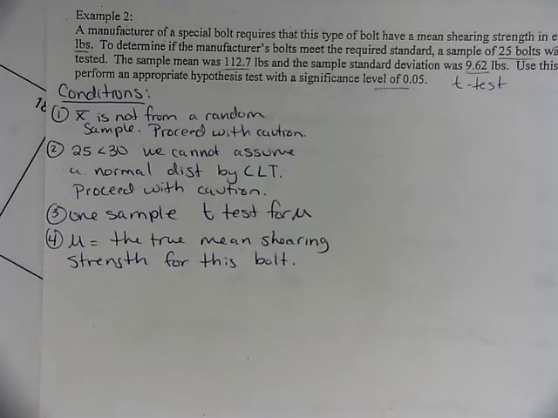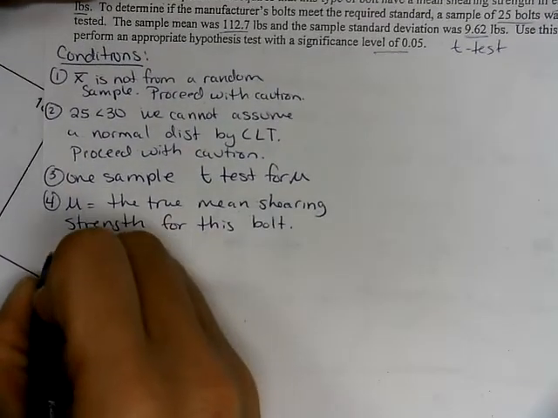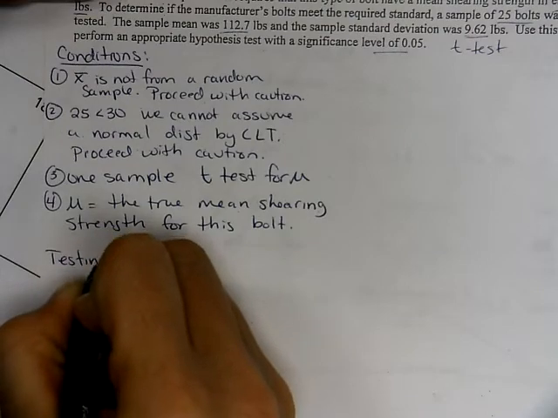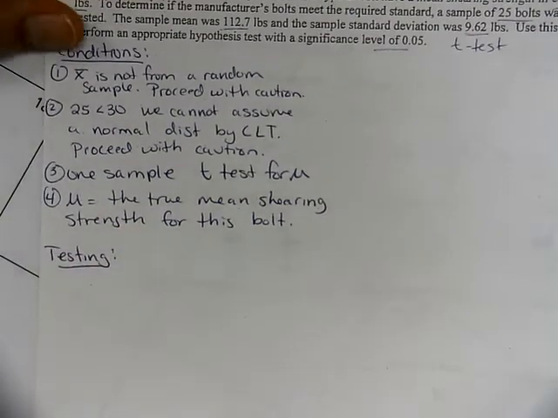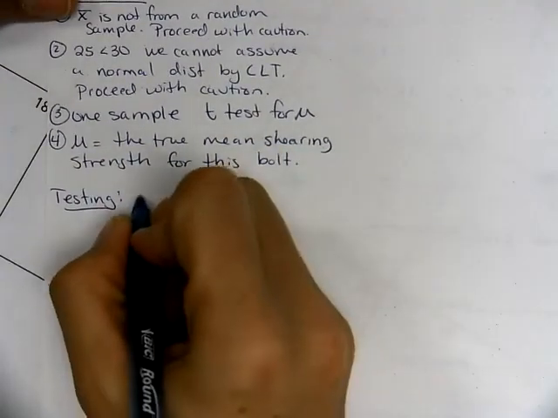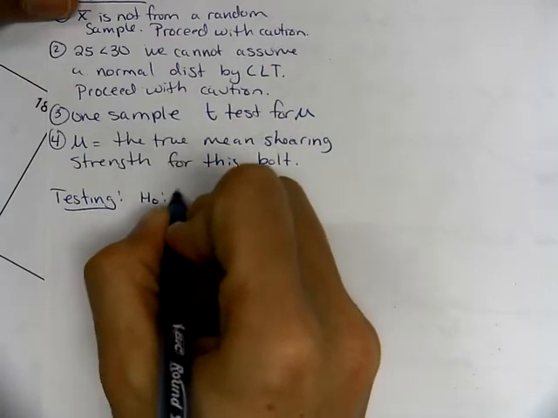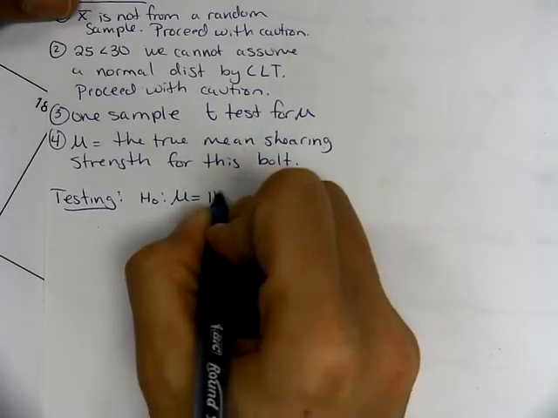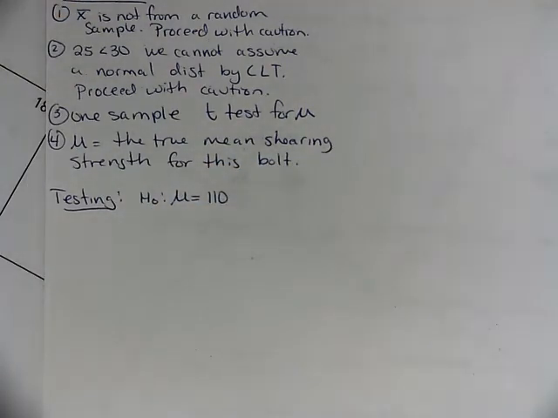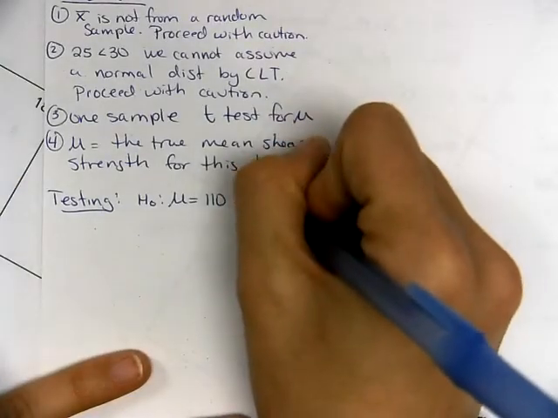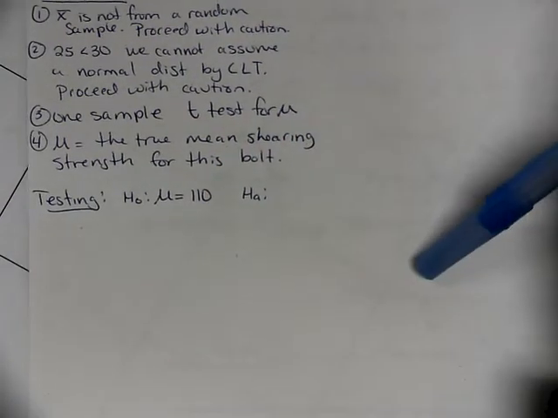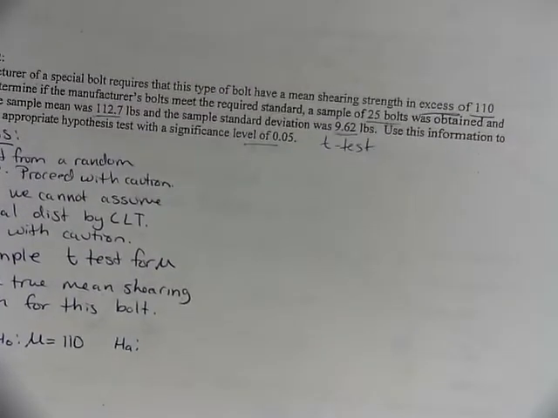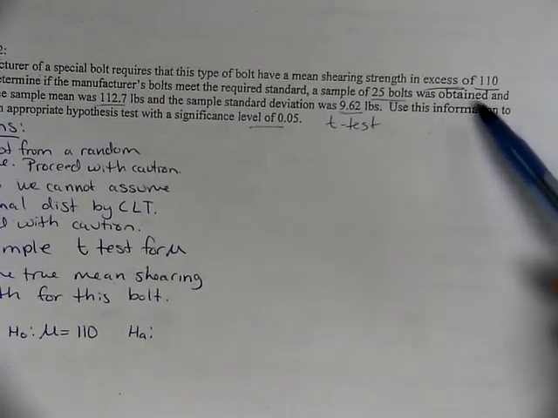Like I said, the conditions don't really change. So once you memorize them, it's pretty easy. Okay, so for the testing part, our null hypothesis is that mu is going to equal 110 pounds. What's our alternate here? What are we looking for? What are we trying to test? Yeah. Greater than, because it's in excess of 110.